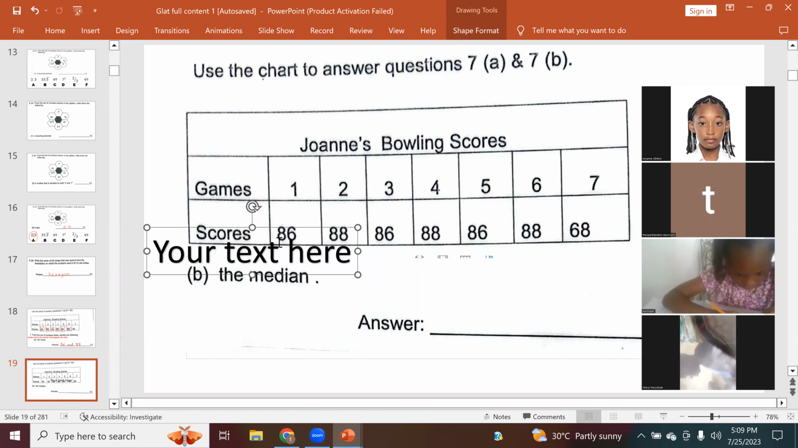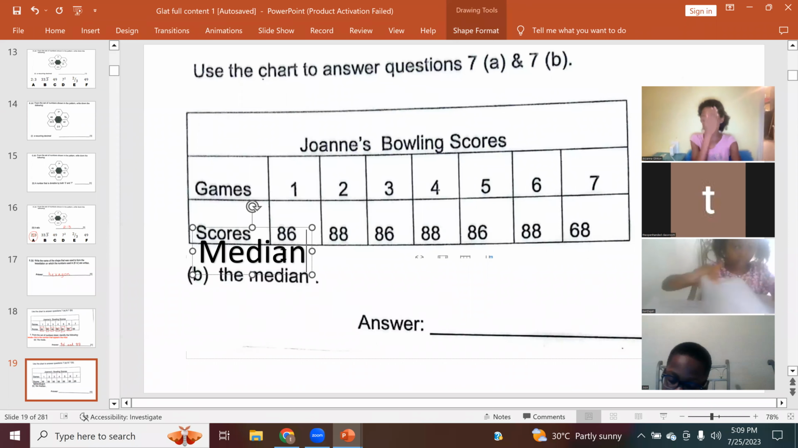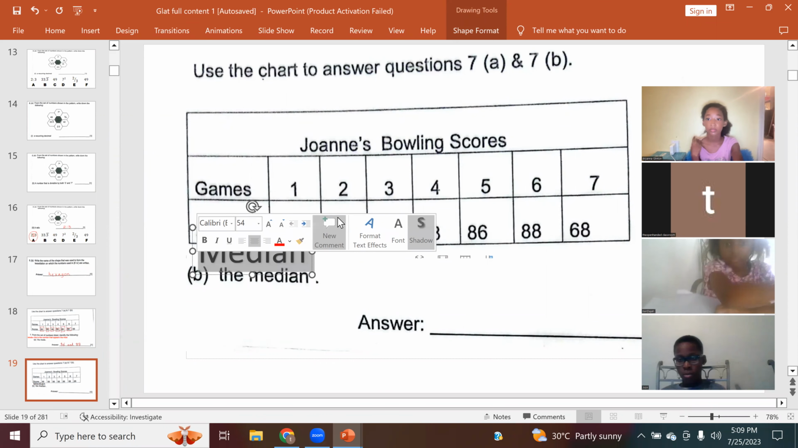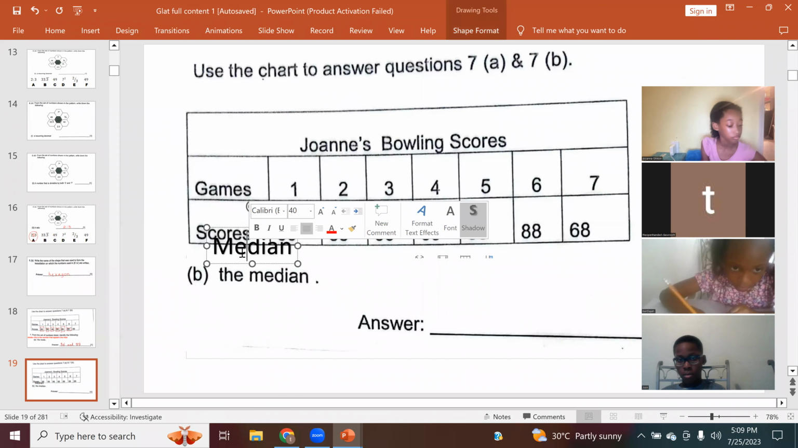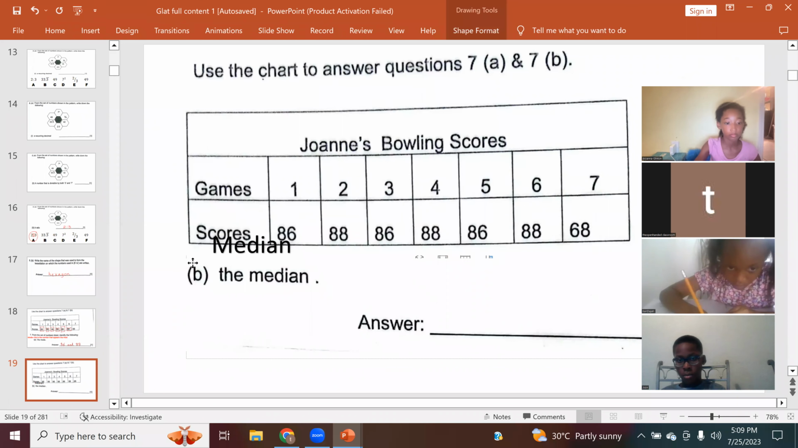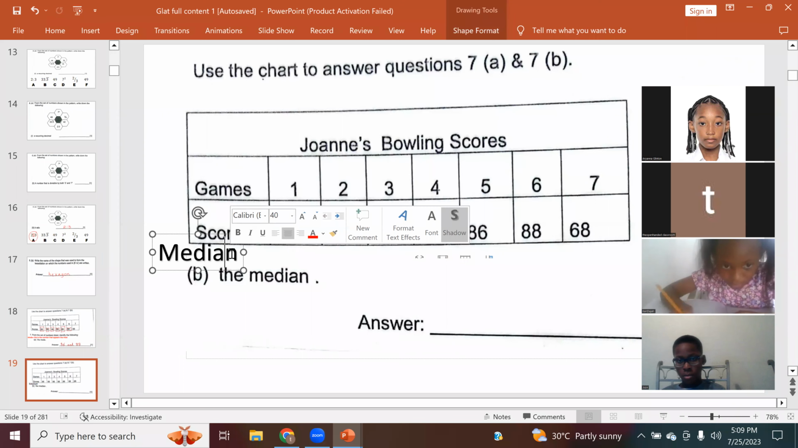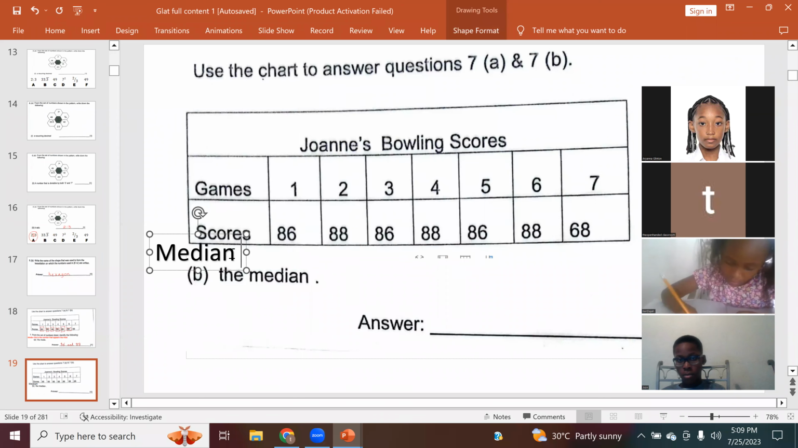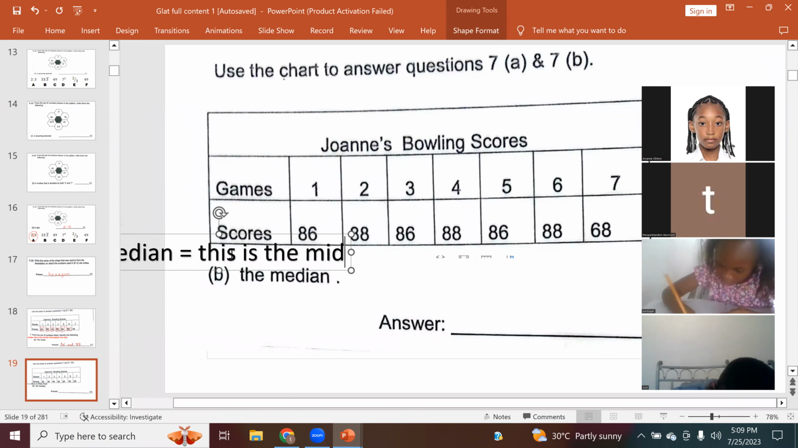So we have the median now. The median is what we call the middle number. So this is the middle number.